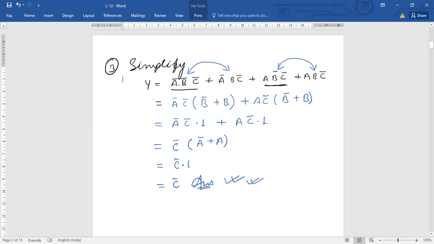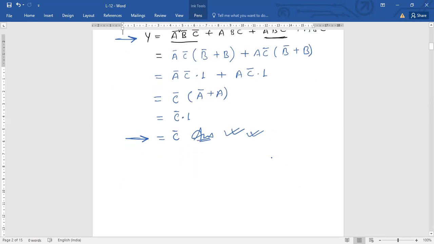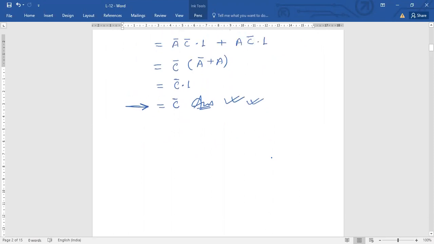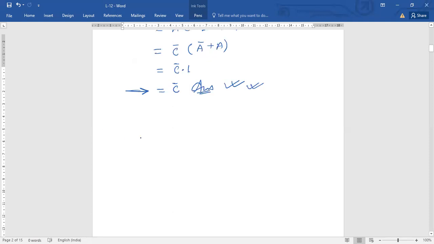When you put the values of A, B and C here in the bigger expression, the same value you will obtain when you put the value of C bar here. Okay, that is the beauty of this simplification. So let us take one another question in which you will have to apply the De Morgan's rule.